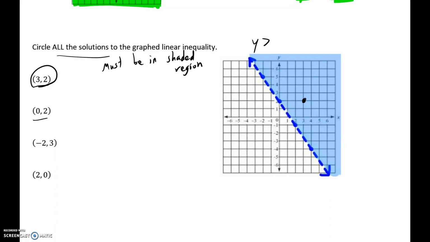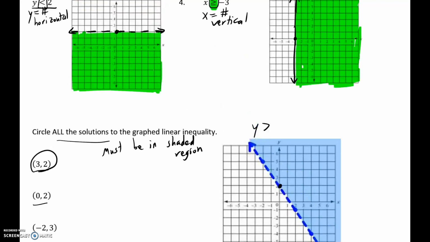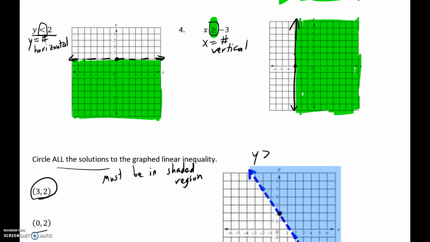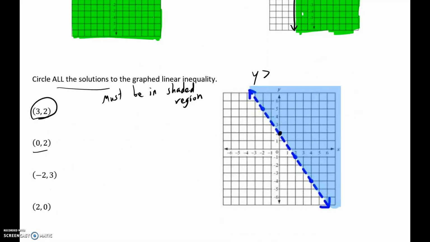How about 0, 2? Well, 0, 2 is up here. It's right there. It's actually on the line, and this is a little bit of a trick question. Is it in the shaded region? Now, being on the line sometimes is okay. It's okay in the case where the line is solid. In the case where the line is dotted, that solution does not work. So that is not a solution. It's technically not shaded, if you want to think about shading the dotted line.